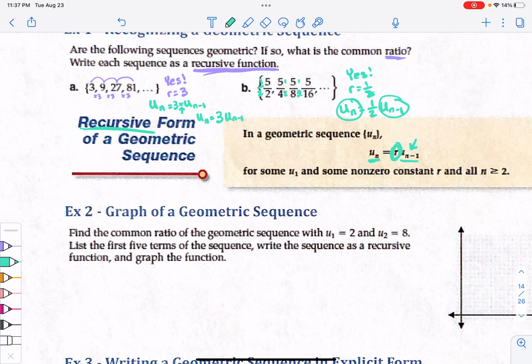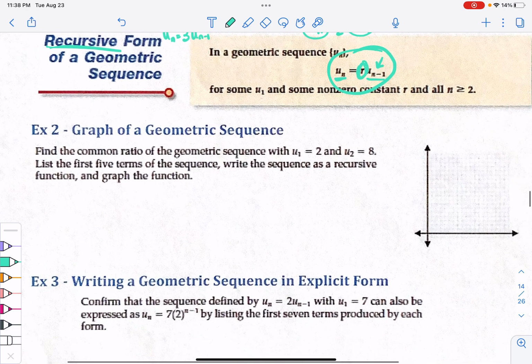At the end of this chapter, when we start to review next week, we will have a note card that has these recursive and explicit formulas put on it. So you won't have to memorize those. You'll have to know what to do, but you won't have to remember those, okay?